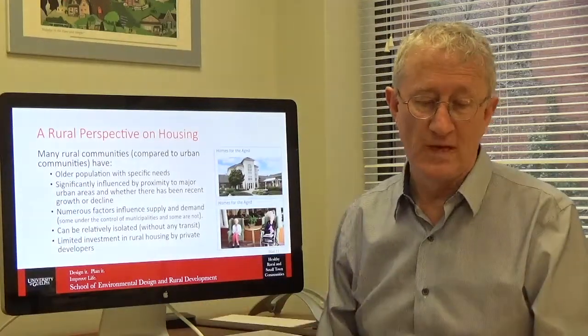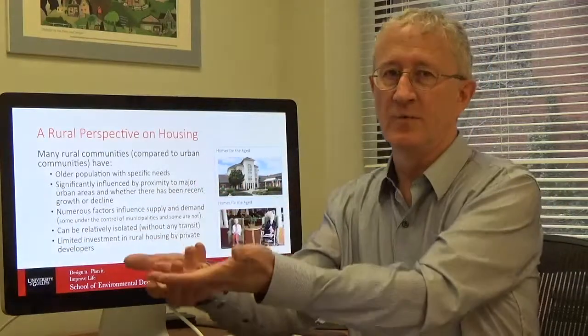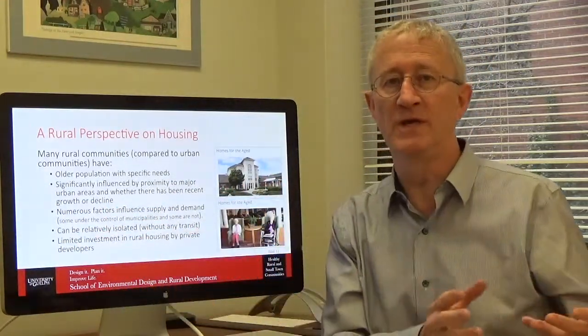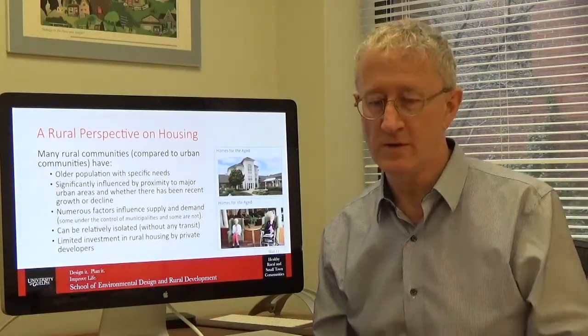Limited investment in rural housing by private developers, which is to say if you're a developer and you can build in an urban context where there's lots of demand, you're probably going to build there as opposed to taking a risk in a smaller community where you might sell 2 or 3 homes a year.